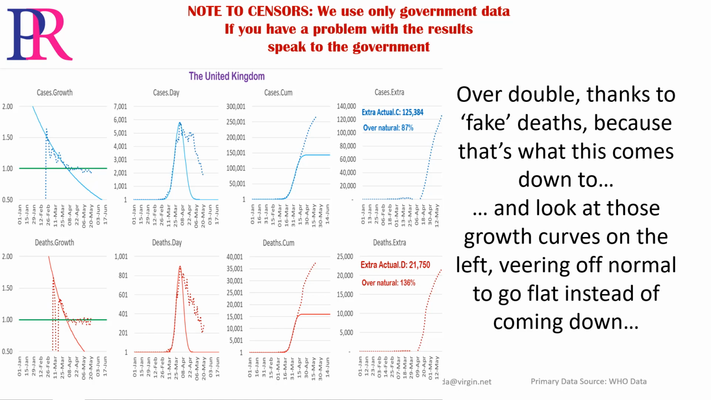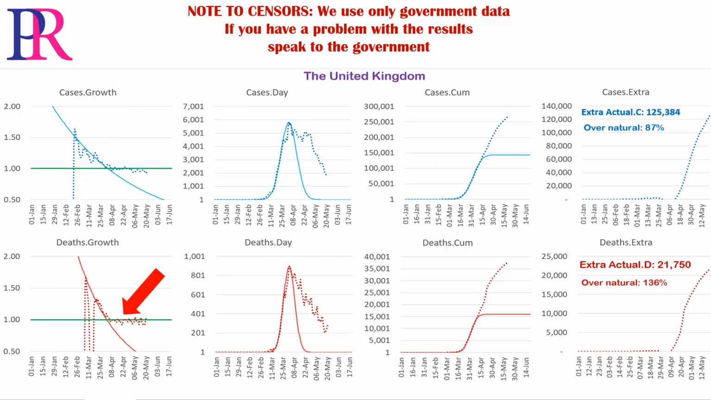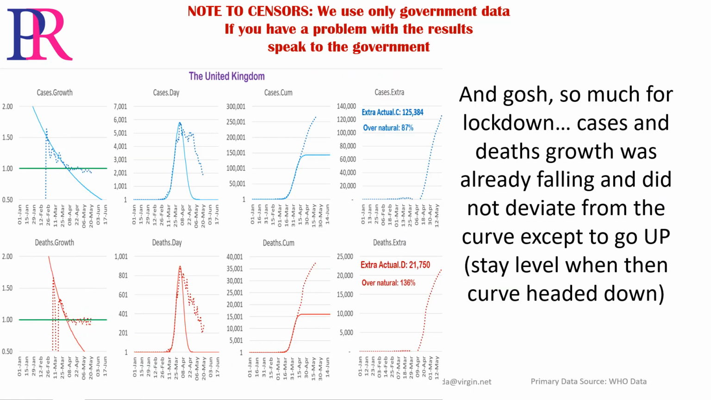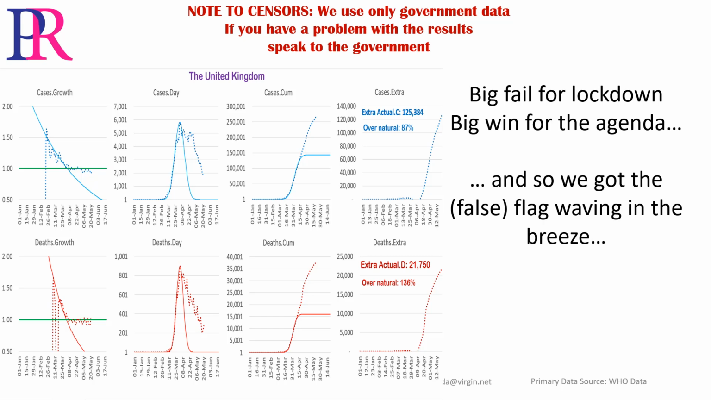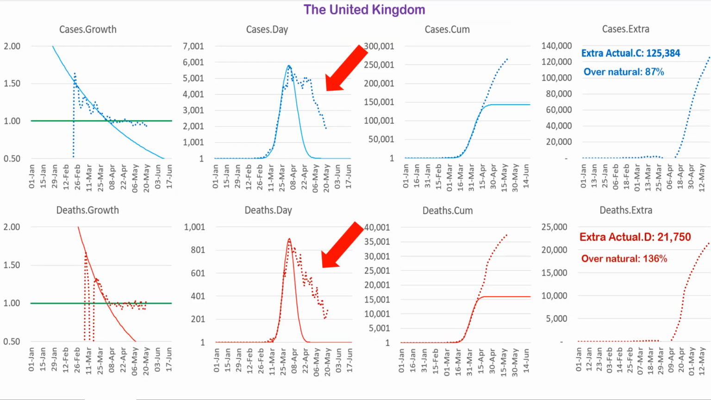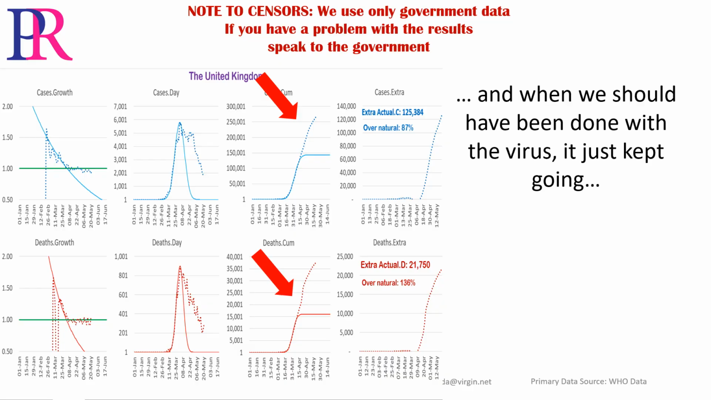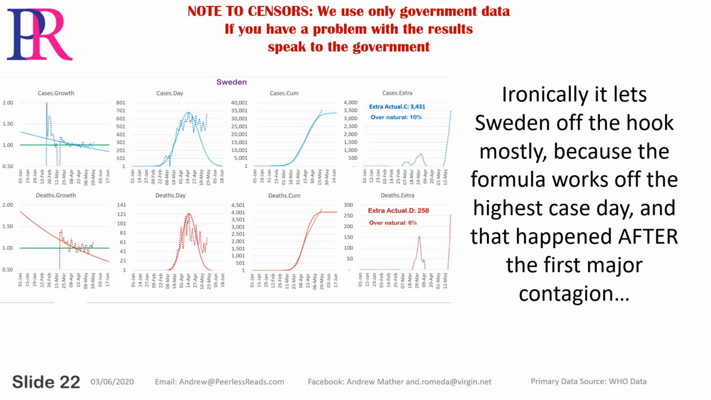And look at those growth curves on the left, veering off normal to go flat instead of coming down. And gosh, so much for lockdown. Cases and deaths growth was already falling and did not deviate from the curve except to go up, staying level when the curve headed down. Big fail for lockdown, big win for the agenda. And so we got the false flag waving in the breeze. And when we should have been done with the virus, it just kept going.